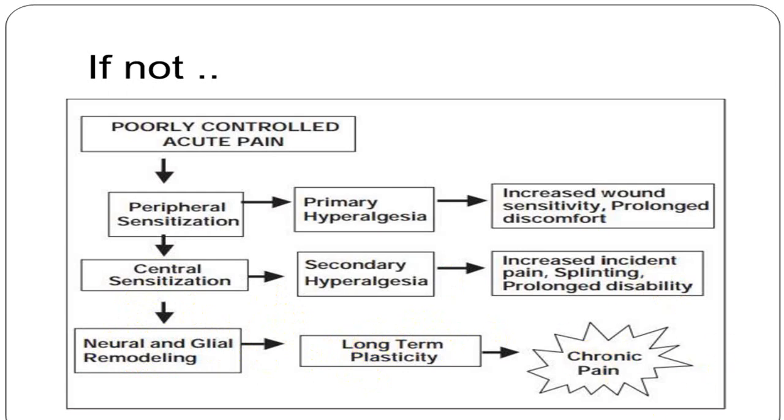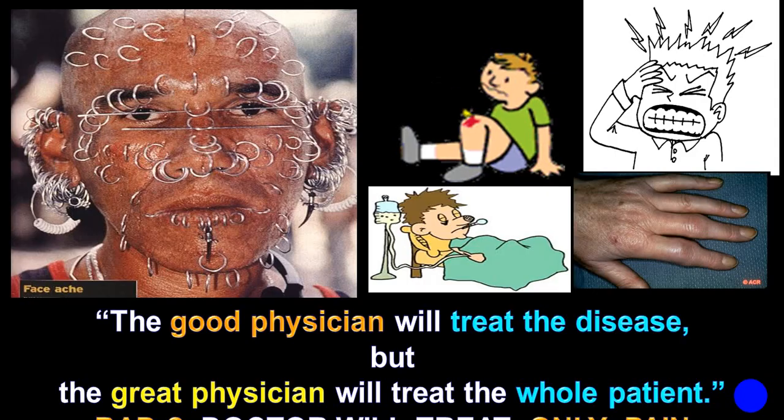And this chronic pain will continue for a very long period, even in the absence of the wound which was the origin of the pain itself. So do keep it in mind: poorly controlled acute pain can end up with what we call chronic pain.